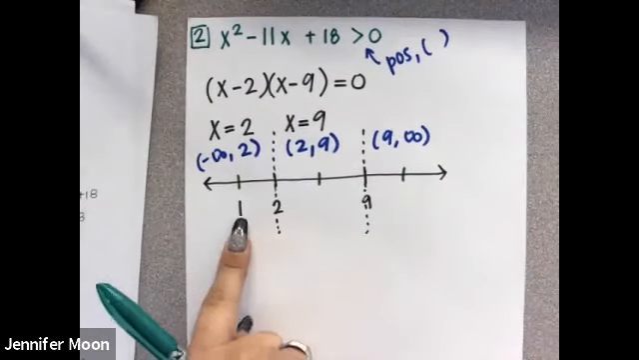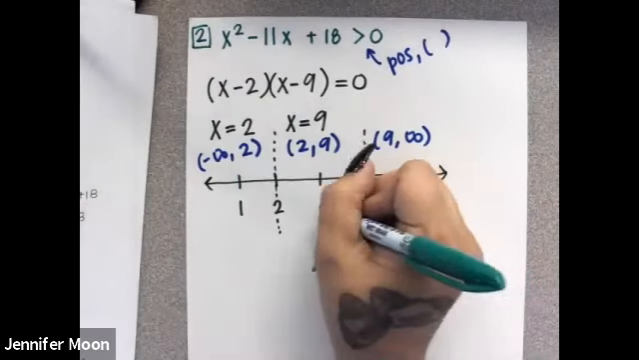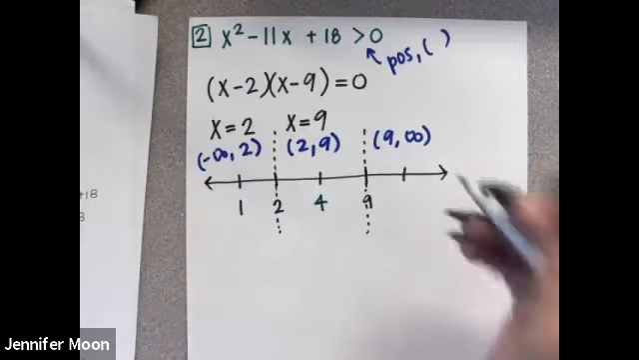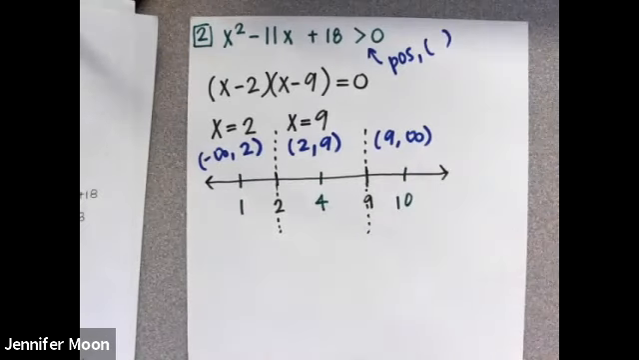1 is right before 2. And then in here, I just picked a number. It doesn't have to split that equally or anything. It could just literally be any number in between 2 and 9. And then I picked 10. So these are the points that I evaluate.